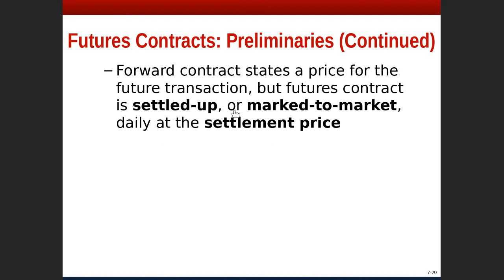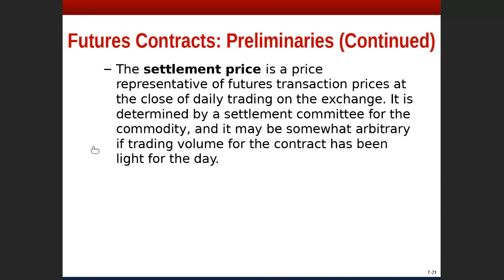With futures contracts, though, these contracts are marked to market on a daily basis. That is, at the end of each trading day, your broker takes a look at your account to see whether you've made money. If you've made money, your account receives credit. If you've lost money, then the amount of that loss is deducted from your account. That is called daily settlement.